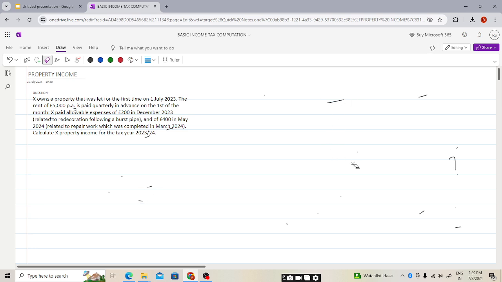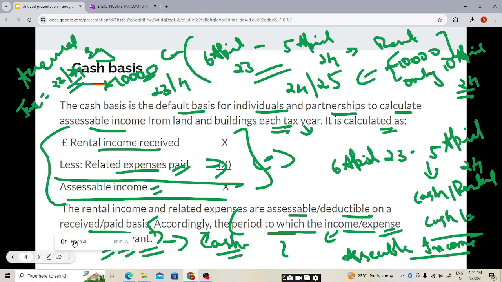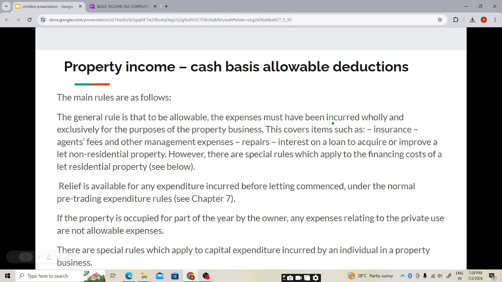Then we see what expenses will be allowed. Revenue expenditure will be allowed, capital expenditure will not be allowed. Capital expenditure on land and building will not be allowed, but capital expenditure for plant and machinery will be allowed, as this will be for a small amount and those assets will be used for running our property business. Revenue expenditure will be allowed, but all of it must be wholly and exclusively incurred for the purpose of the business.